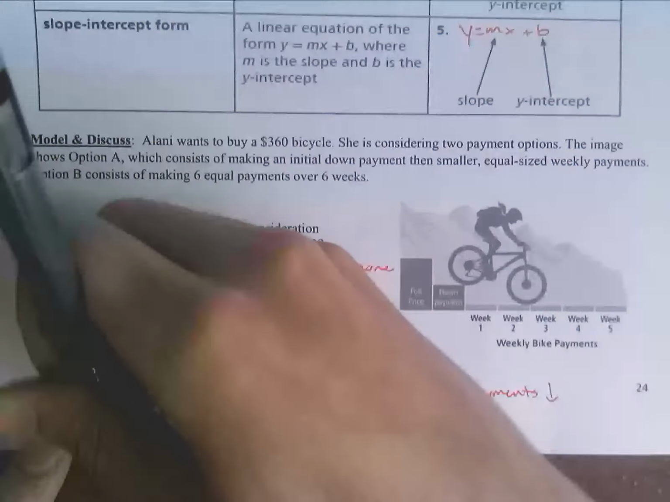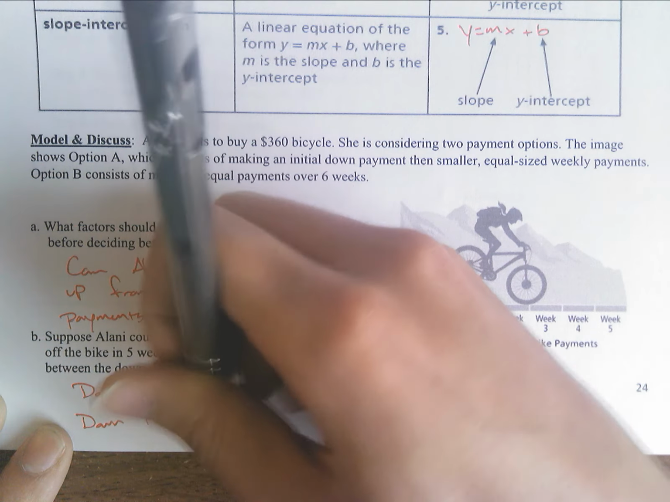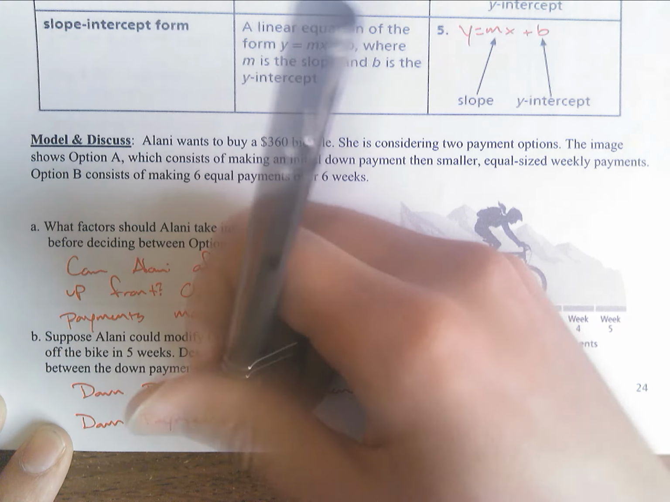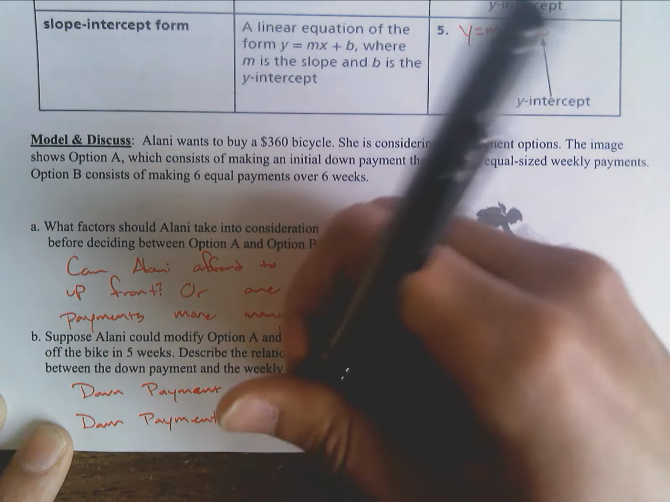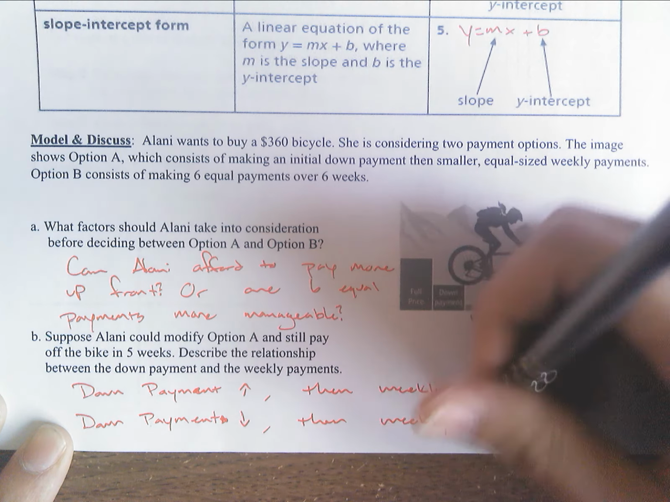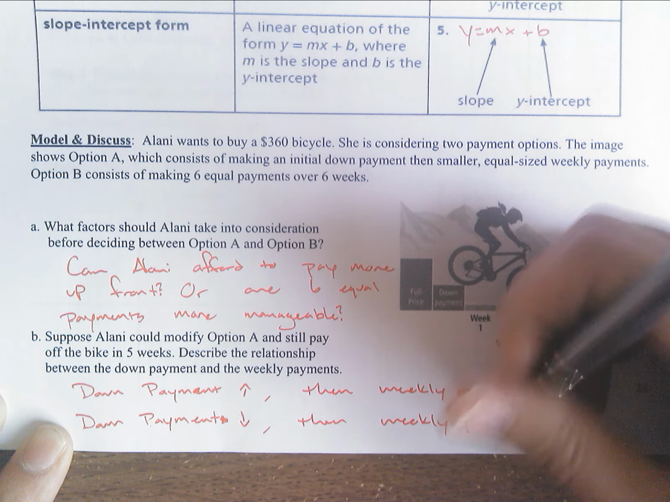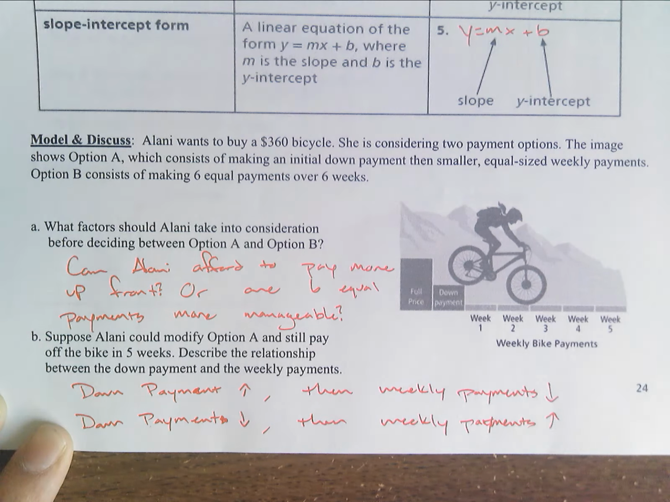So if the down payment, sorry, it's just one down payment, is smaller, then the weekly payments are greater. So depending on how much she wants to commit to up front, that will affect her weekly payments.